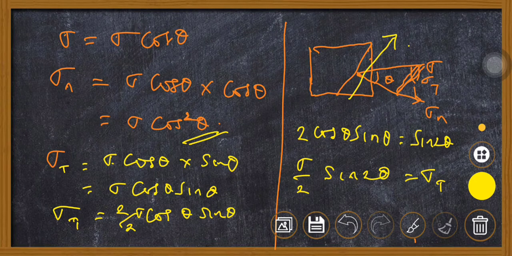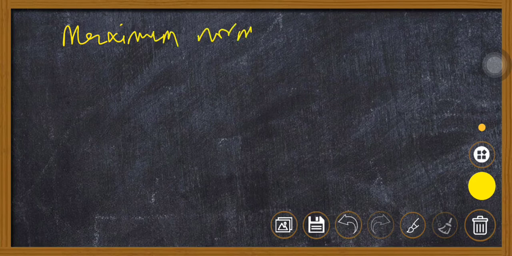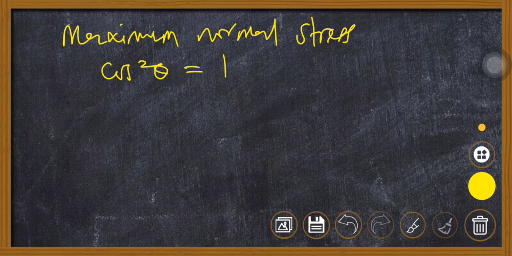Now, the maximum normal stress on that oblique plane can only occur when cos square theta is equal to 1, or cos theta is equal to 1. And when do we normally get this? Now, the maximum normal stress, you might be asked to find this. Maximum normal stress always occurs when cos square theta equals 1 or when cos theta equals 1.